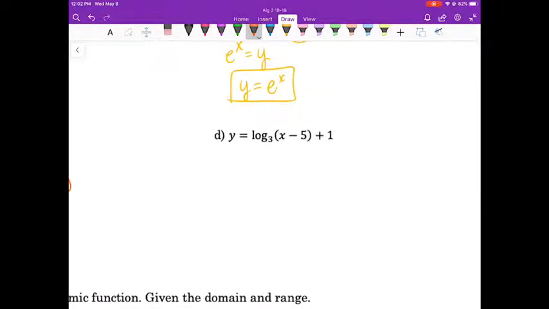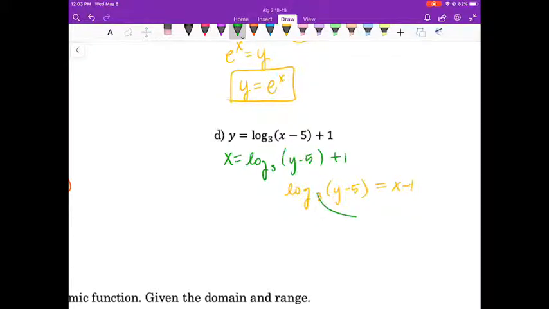In example D, we need to swap x and y. So x equals log base 3 of y minus 5, plus 1. We are going to move that plus 1 first because I can't log loop until my log is by itself. So then I'll have x minus 1 equals log base 3 of y minus 5. Before we log loop, if you want to move that x minus 1 to the other side, since they're equal, you don't have to change signs or anything, you're just switching them. And then we log loop.